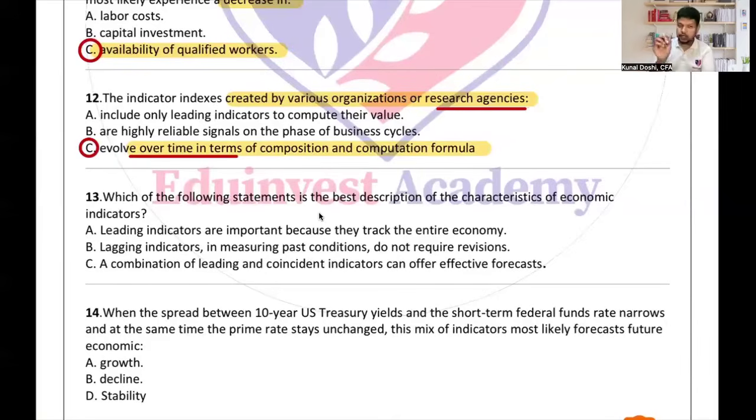Understood. So the answer here is C. Why C? Because all these public indicators are regularly updated, because things might change. Let's say the inflation basket. The inflation basket is not the same. Ten, twenty years back, in the inflation basket, there were desktop computers. These times you have iPads or smartphones. So the baskets have changed. So the indicators don't remain the same forever. The composition doesn't remain the same forever.